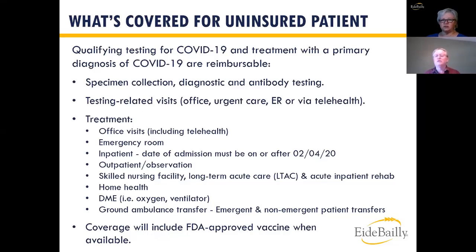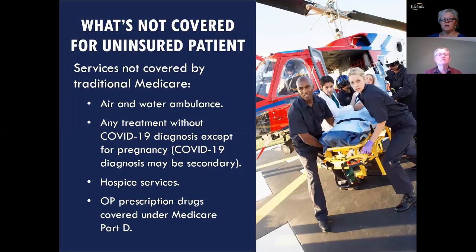And again, it's just with those dates of service after February 4th. It would include inpatient, observation, skilled nursing, home health, DME, all of those things, as well as when a vaccine comes out, that also could be covered under this uninsured patient. So the things that aren't covered is air and water ambulance, any treatment that you provide to uninsured that does not have the diagnosis, except for pregnancy, where the diagnosis would need to be primary, except in the case of pregnancy where it would be secondary.